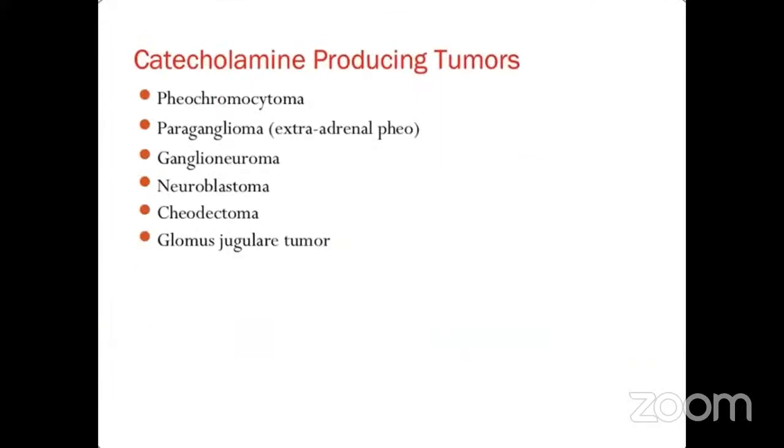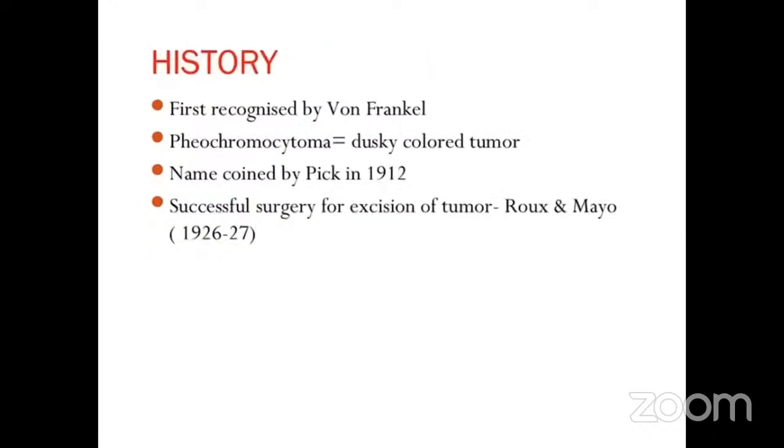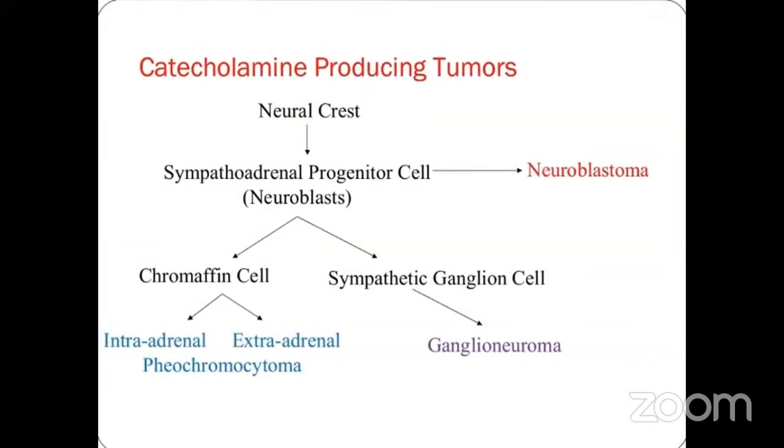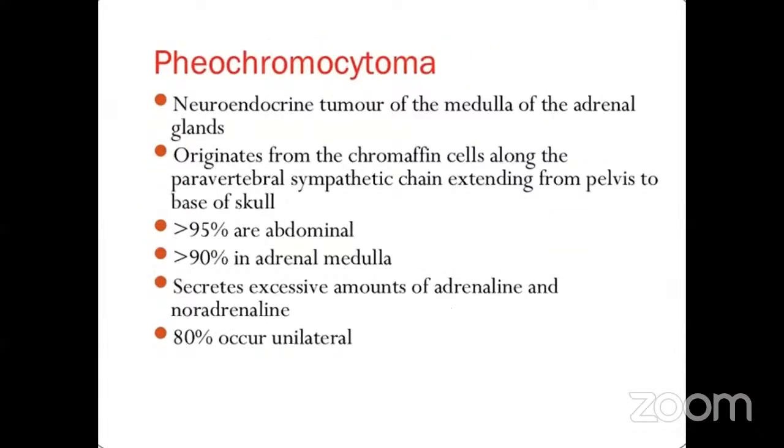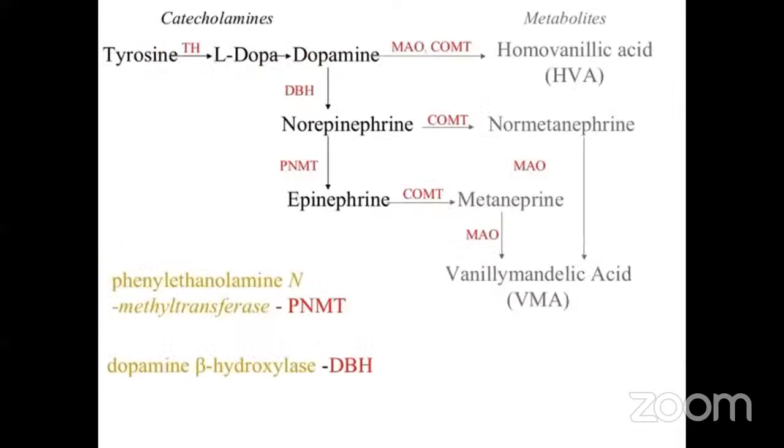I said Pheochromocytoma is a catecholamine producing tumor. So what are these catecholamines? The catecholamines are categorized as dopamine, epinephrine, and norepinephrine, the main catecholamines. In the metabolism of these catecholamines, some metabolites are produced, which are homovanillic acid and vanillylmandelic acid.